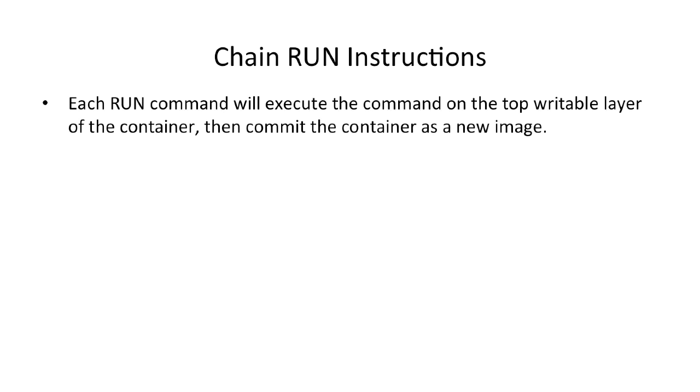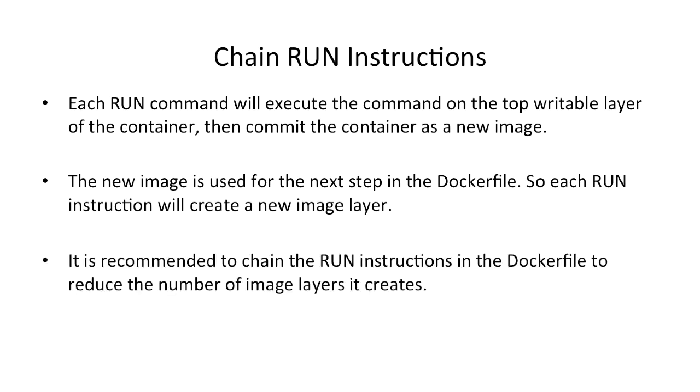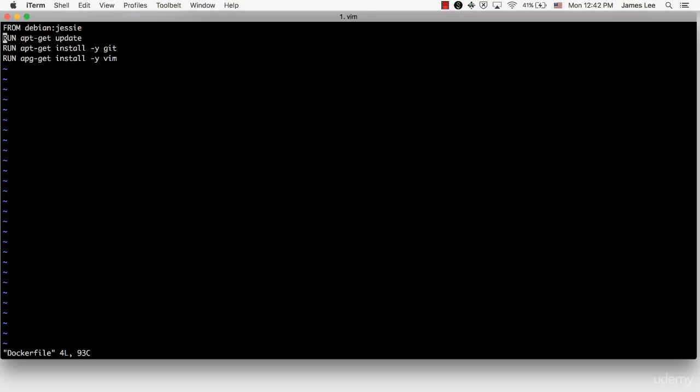One thing to keep in mind is that each RUN command will execute the command on the top writable layer of the container, and then commit the container as a new image. And that new image is used for the next step in the Dockerfile. So each RUN instruction will create a new image layer. It's recommended to chain the RUN instructions in the Dockerfile to reduce the number of image layers it creates. I'll show you how to do this in a second.